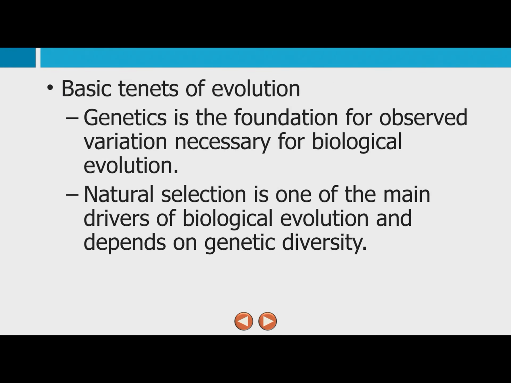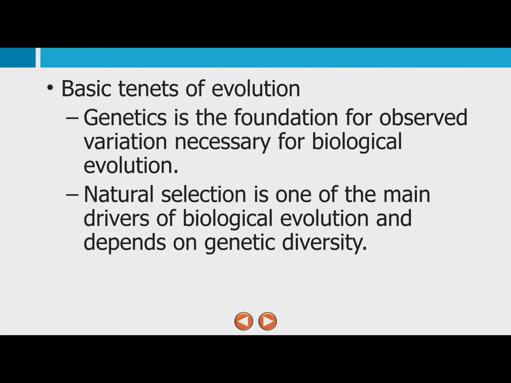And here we see the basic tenets of evolution. First, we see that genetics is the foundation for observed variation necessary for biological evolution. Genetics is where evolutionists search to visibly support their beliefs. Biological evolution requires visible evidence, and genetics would be the means by which the evolutionists find that support for their theory.